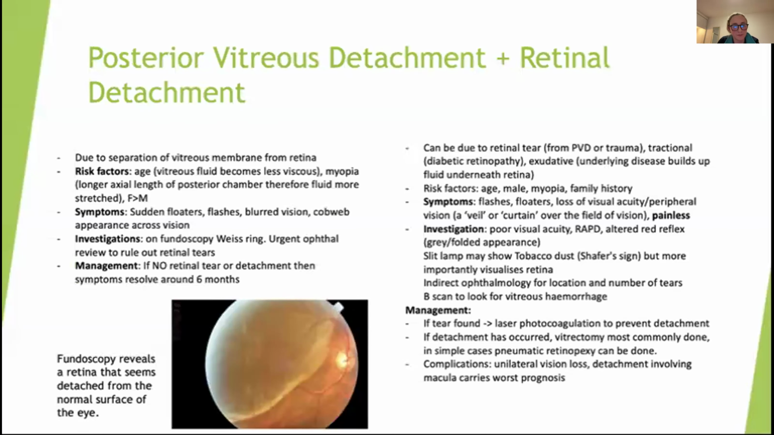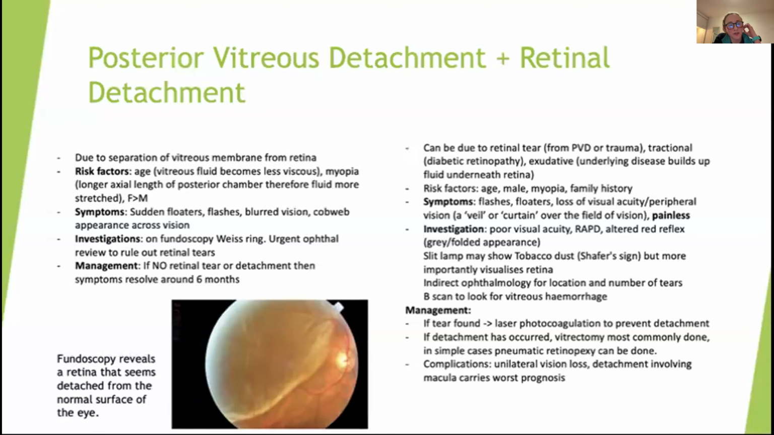detaches from the retina. And the main risk factor of this is age, because as you get older, the vitreous fluid gets less viscous, and also myopia, because the shape of the eye is such that it's more prone to pulling away. And it's more common in female than male. But the main symptoms you get are floaters and flashes, then blurred vision and a cobweb appearance across the vision.